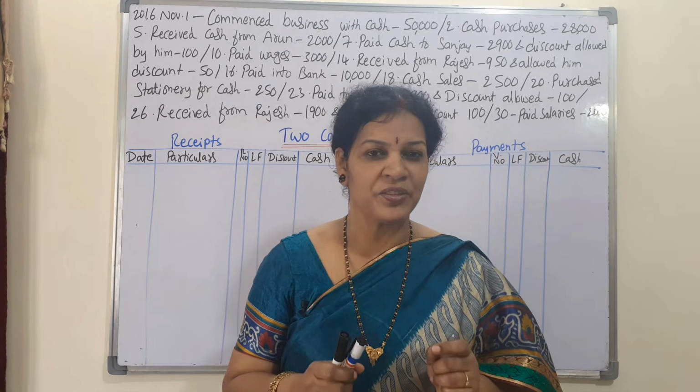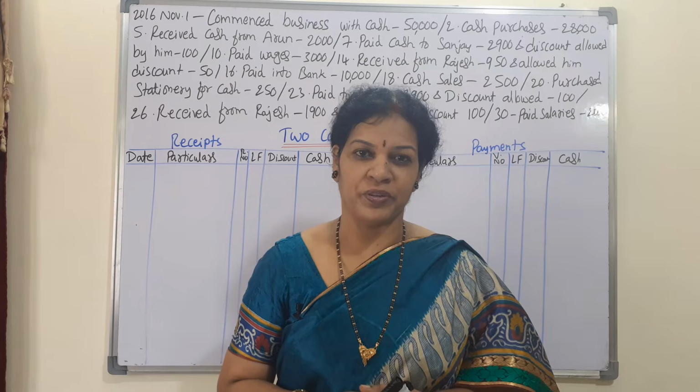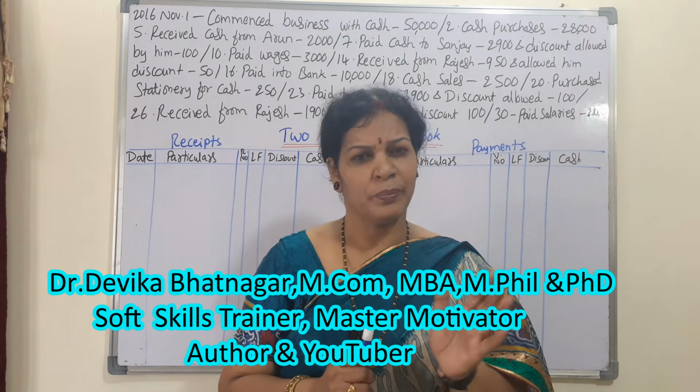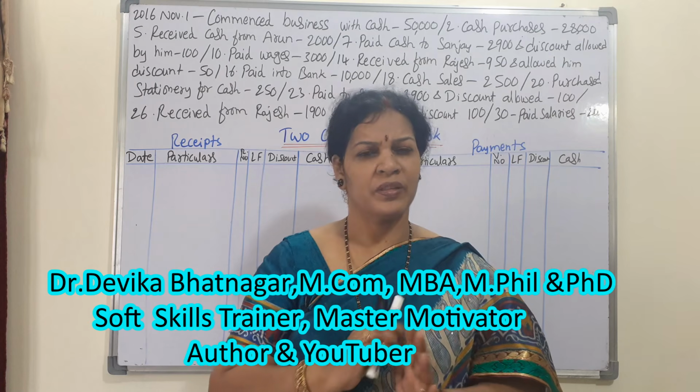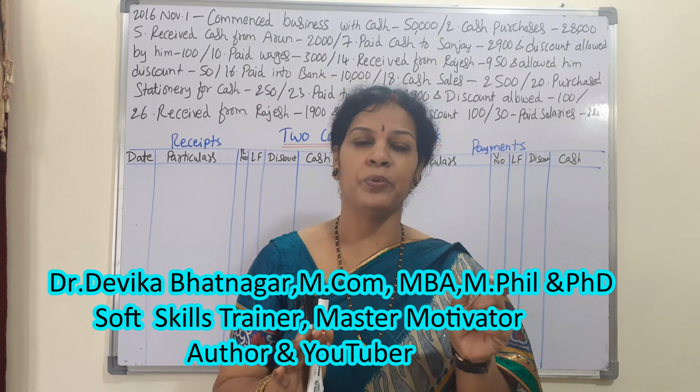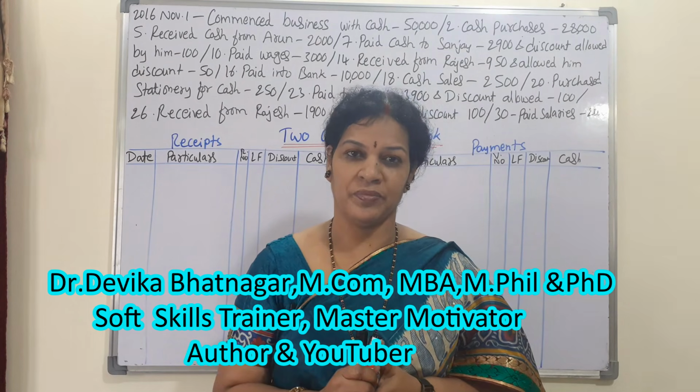In the previous class we have seen single column cash book. Now today we will see double column cash book. The process is the same, same columns, everything, only one extra column we are going to provide, that is the discount column.